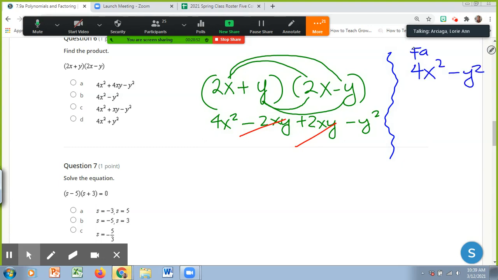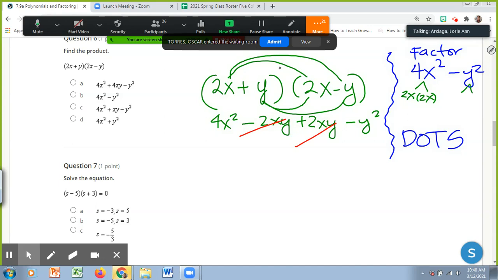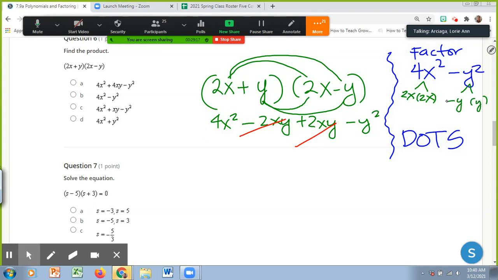If you are asked to factor this one, you remember what we talked about, difference of two squares? Dots, right? We called them dots. Difference of two squares. So this was the one when we saw that this one can be broken down into 2x times 2x, right? And this one can be broken down into negative y times positive y.